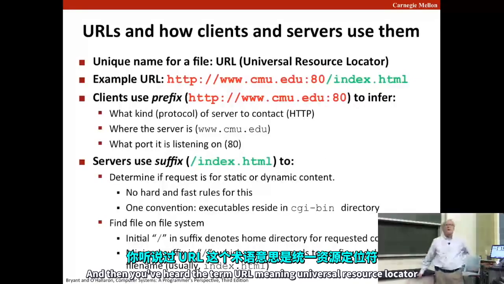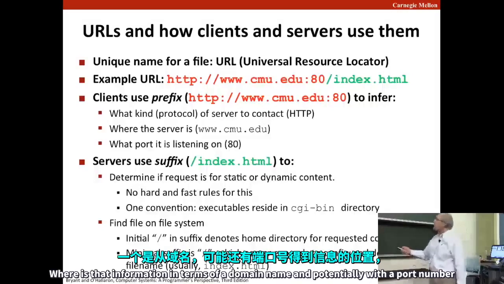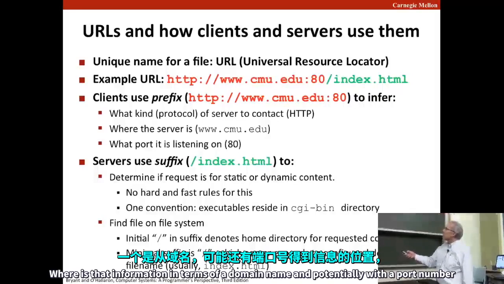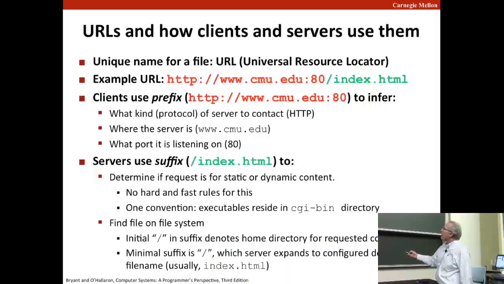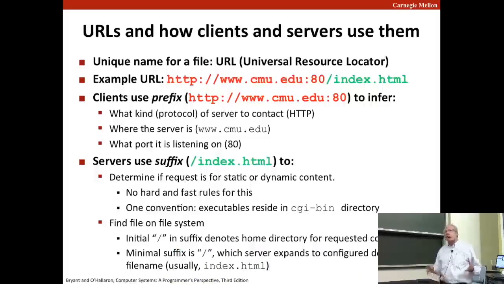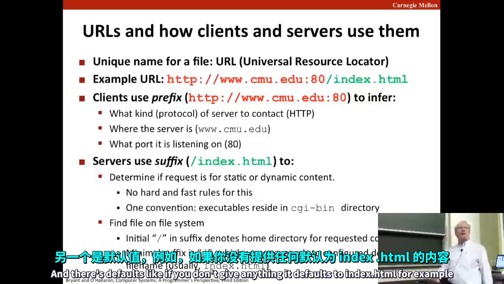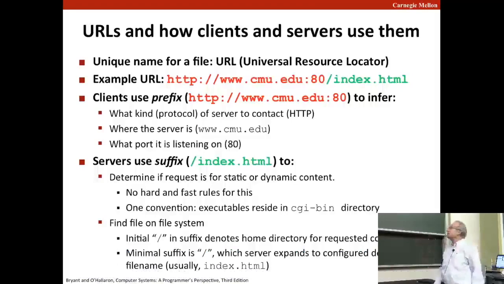And then you've heard the term URL, meaning Universal Resource Locator, which is a combination of a couple things. One is it tells you where that information is in terms of a domain name and potentially a port number. And then also, on that particular host, where within the host is that information to be found. And there are defaults, like if you don't give anything, it defaults to index.html, for example. But a URL in principle gives you where to locate something on a remote machine.